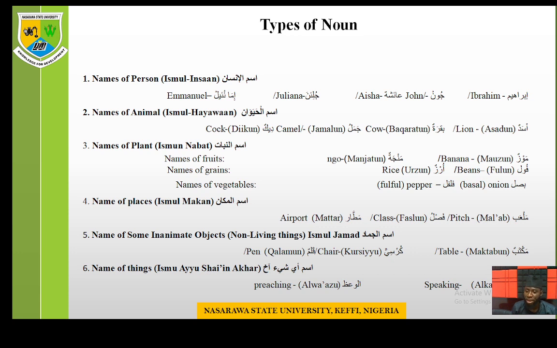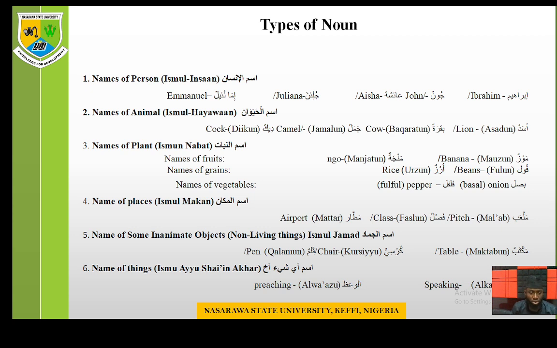which is our pepper. Under names of places, we have mal'ab. When we say mal'ab, it is a sports field. Fasl, meaning class. Matar, which is airport. Under examples of names of inanimate objects, which is non-living things, and in Arabic we call it ismul jamad, is maktab, which is table, kursi, which is chair, kalamun, which is pen.